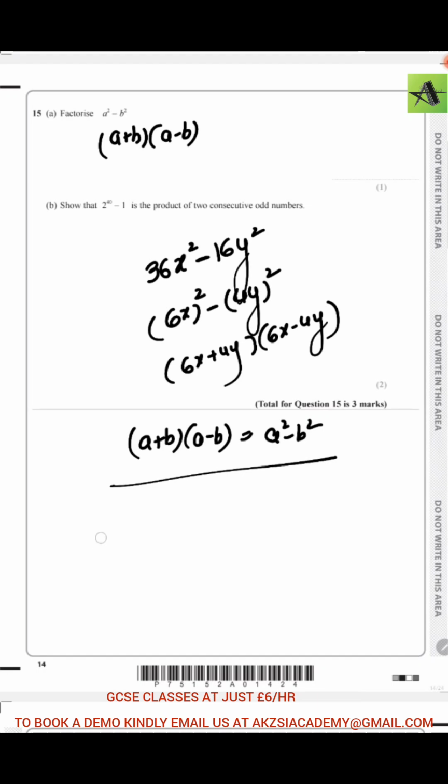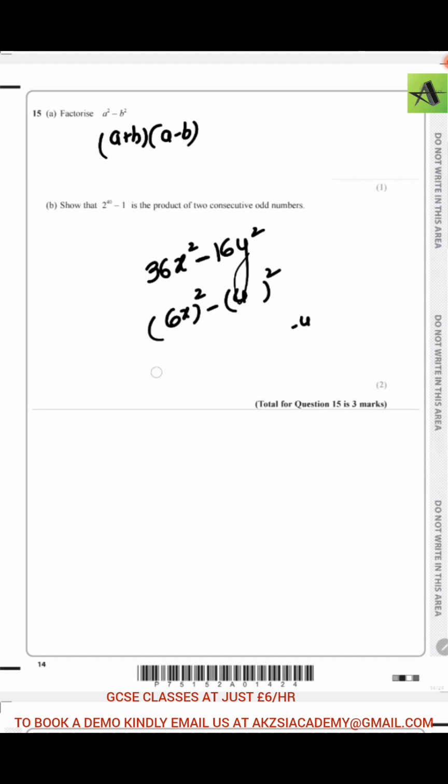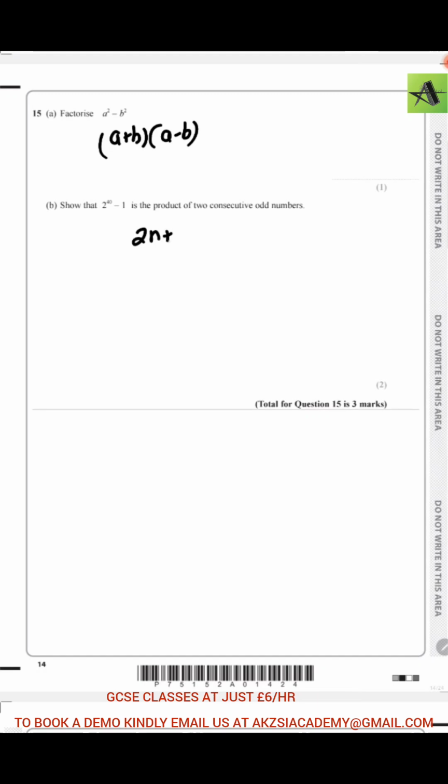Now moving on to the next part, part B says show that 2 to the power of 40 minus 1 is the product of two consecutive odd numbers. See, whenever we talk about odd numbers, they are 2n plus 1 or 2n minus 1. Why? Because 2n represents an even number. Any number multiplied by 2 will automatically become an even number. So in terms of n, we always represent 2n as an even number. So we know if I add plus 1 or minus 1 to any even number, I'll get an odd number.